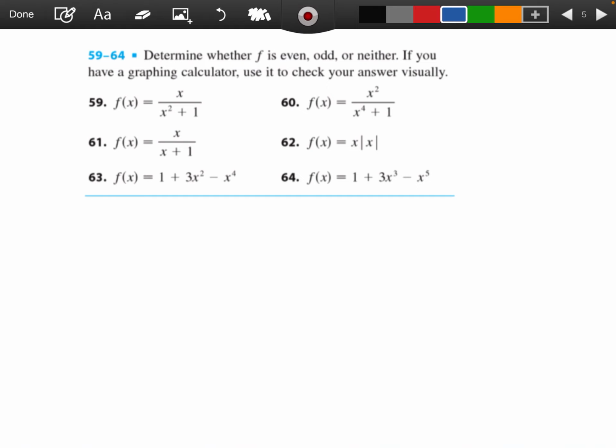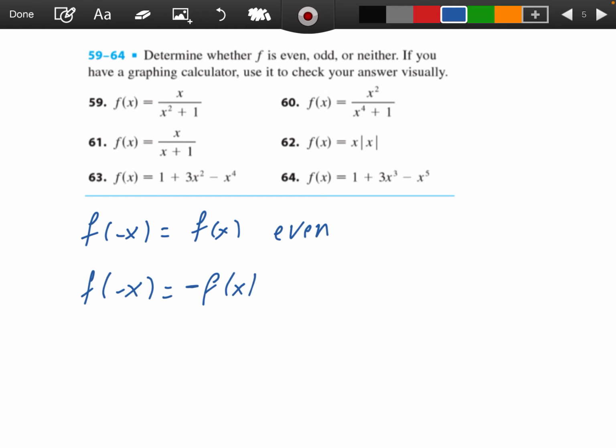Even and odd functions depend on the definition. If you replace x by -x and nothing changes, then this is an even function. If you find that the whole function is multiplied by a negative, all the terms have changed sign, then it is odd.